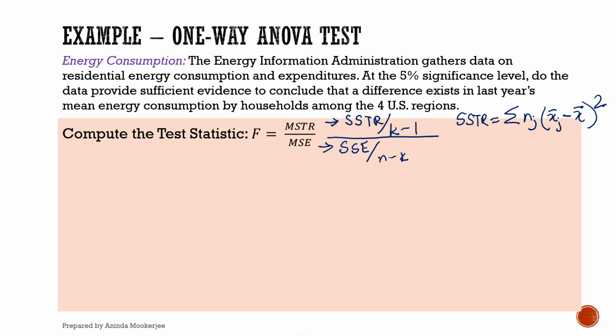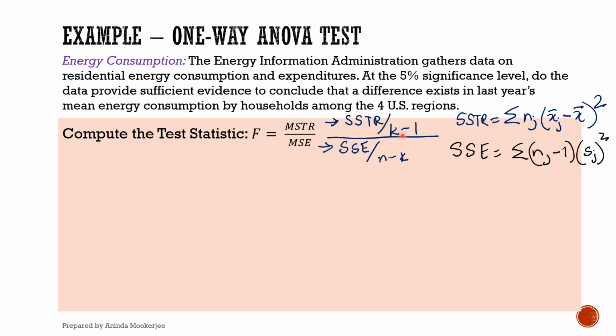SSE, on the other hand, goes by this formula here. It's sigma n sub j minus 1 times S sub j squared. Now remember, S sub j squared is the standard deviation squared. So we take each individual standard deviation and square it to find the variance. So whenever the standard deviation is squared, it's called the variance. And we multiply each of them by n sub j, the respective sample size, minus 1. Again, that's weighted. And then we take the sum of it, and that gives us the SSE.